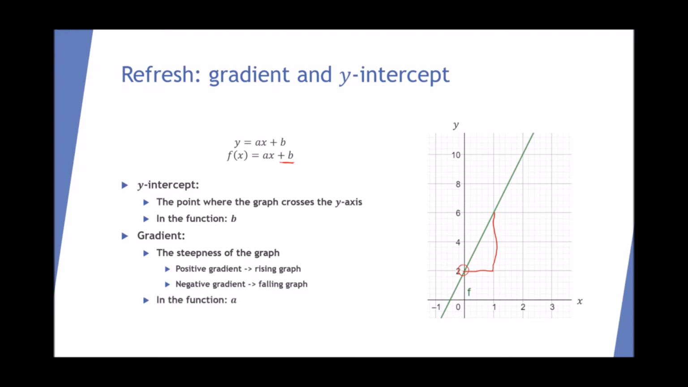In our function, the gradient is the number a. It's the number that is added however many times we have x. So in this specific case, we have a y-intercept of 2 and a gradient of 4 because it goes up 4 steps in that one step to the right. So we have the function f(x) equals 4x plus 2.